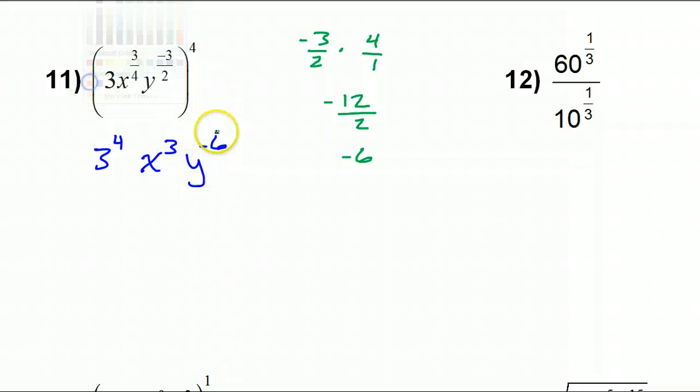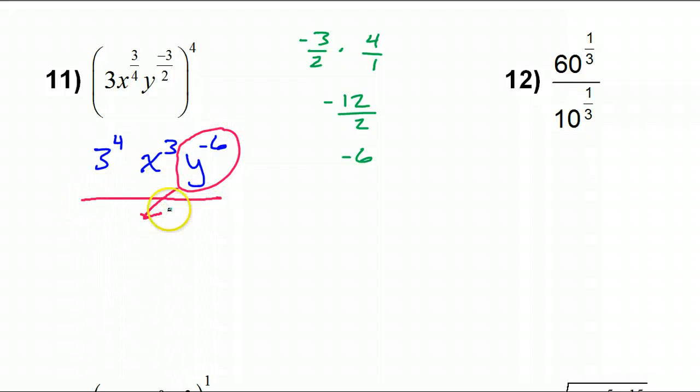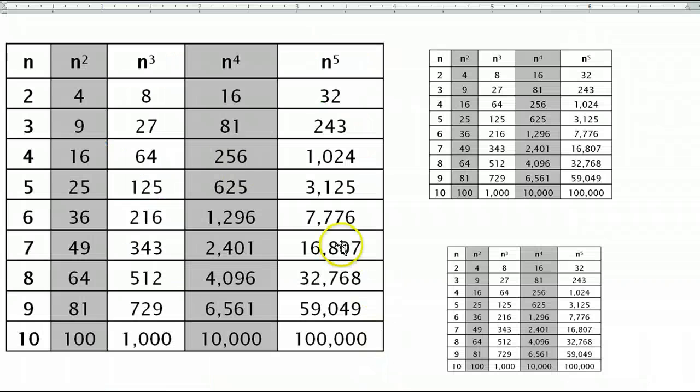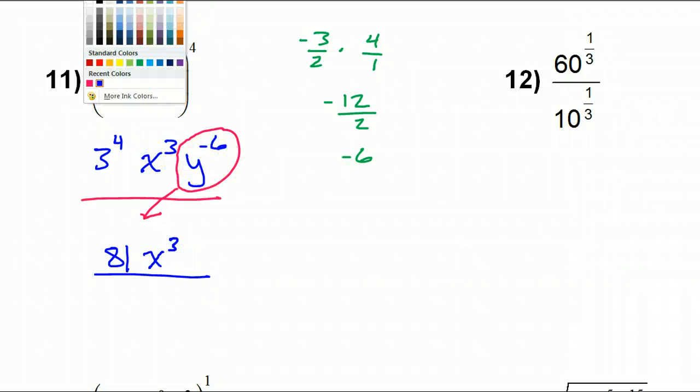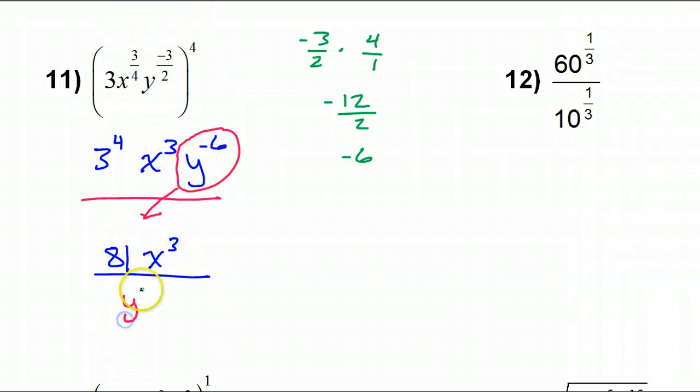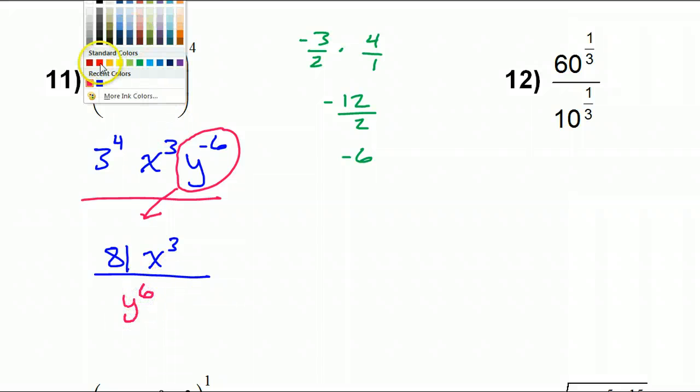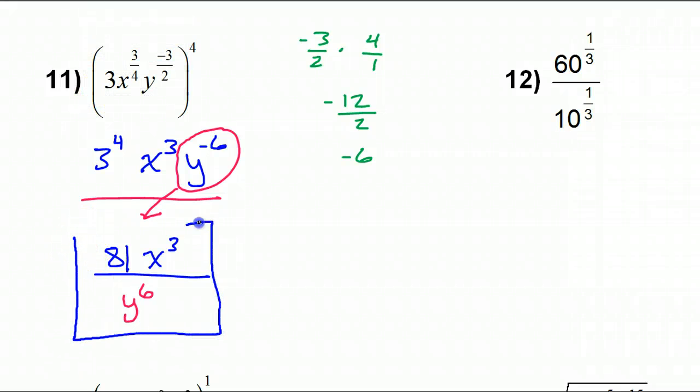As you know, anything with a negative exponent is going to get dropped to the other side of the invisible fraction. Alright, the 3 to the 4th and the x to the 3rd is going to stay in the numerator. Instead of 3 to the 4th, let's go ahead and put 81. We've got a table, let's use it. 3 to the 4th power is 81. And my x to the 3rd power is going to stay where it is. But this y to the -6th power is going to drop down and become y to the 6th power. So this is the final answer for number 11.